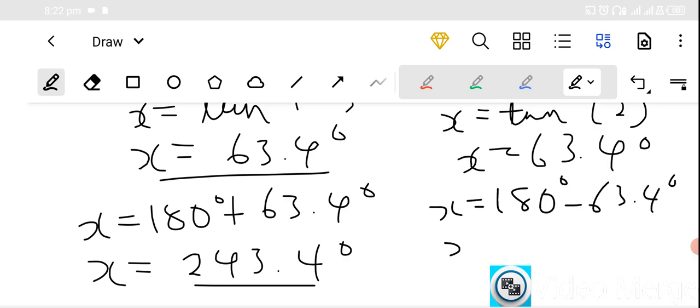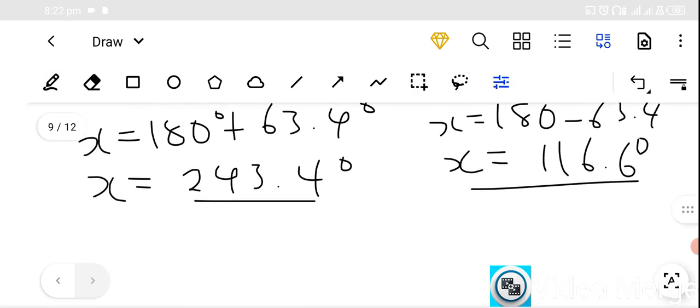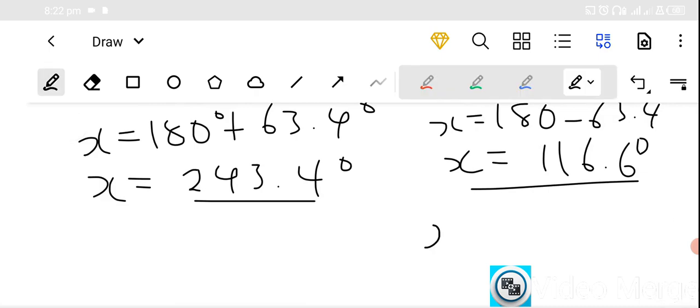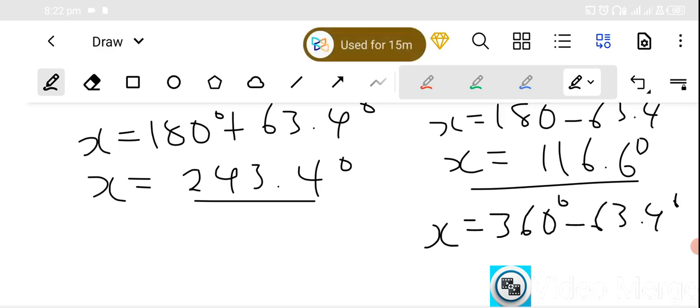x is equal to 180 minus 63.4, 116.6 degrees, 116.6 degrees as your final answer. Then you also got the fourth quadrant. x is equal to 360 minus 63.4 degrees, like that.